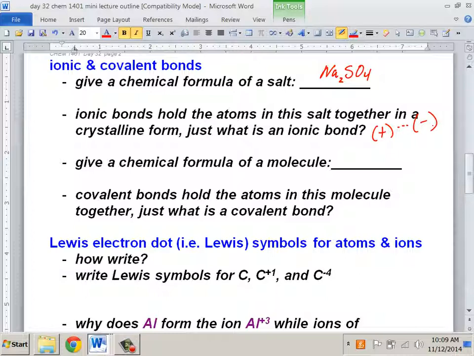Give a chemical formula of a molecule, Dylan. A molecule. So whatever he names can't contain a what? Can't contain a metal. CO2. All right, this is when you have to count to 10 in Greek and stuff. So monocarbon dioxide or carbon dioxide. Covalent bonds hold the atoms in a molecule together. Okay, so these things are extremely small, flying around, units of a molecular compound.